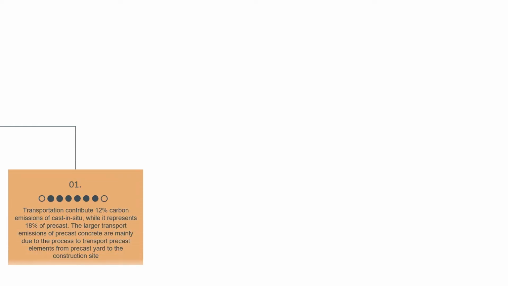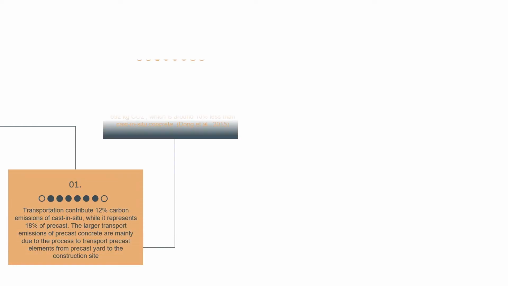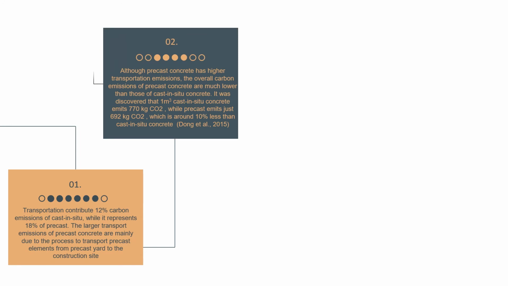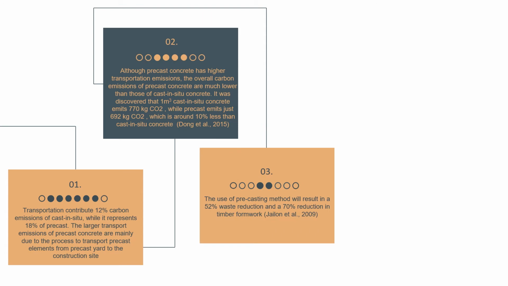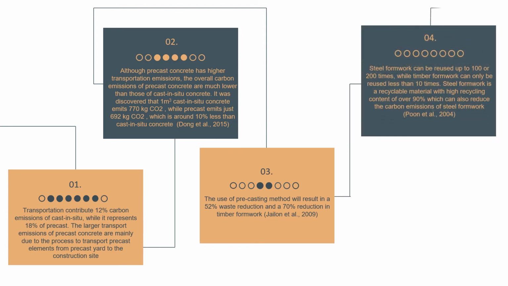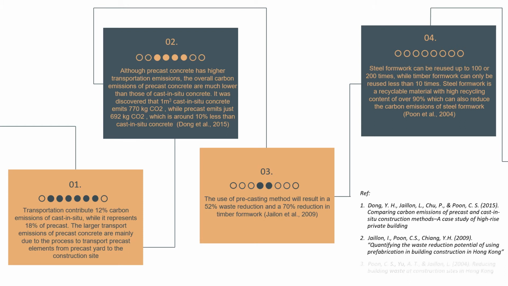Transportation contribute 12% carbon emissions of cast in situ, while it represents 18% of precast. The larger transport emissions of precast concrete are mainly due to the process to transport precast elements from precast yard to the construction site. Although precast concrete has higher transportation emissions, the overall carbon emissions of precast concrete are much lower than those of cast in situ concrete.